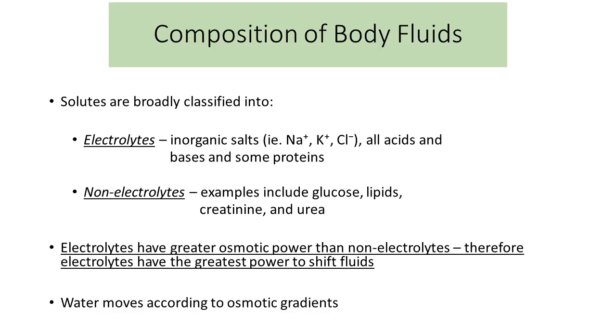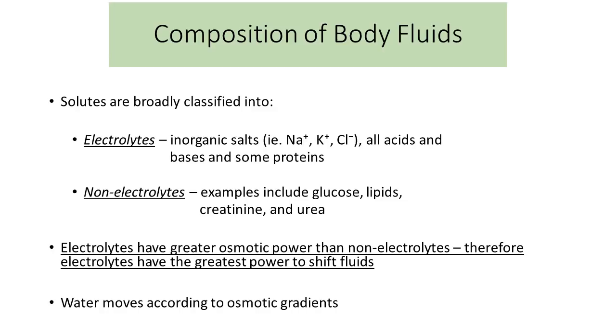Let's look at the different categories of solutes that we find in the body. We have two broad categories, electrolytes and non-electrolytes. Electrolytes generally refer to substances that could create an electric current, so there tend to be significant positive and negative charges associated with these structures. Examples are sodium ions, potassium ions, and chloride ions.